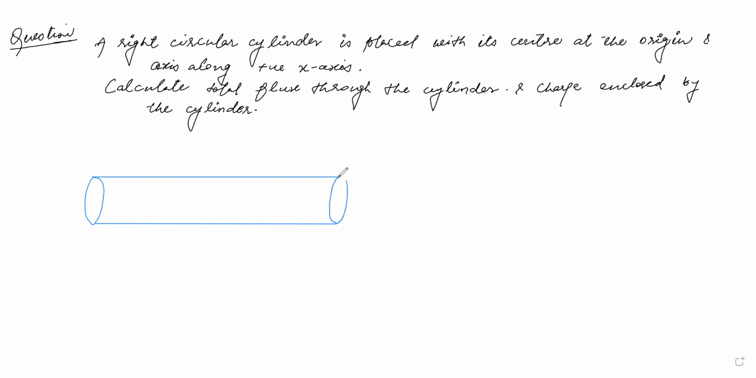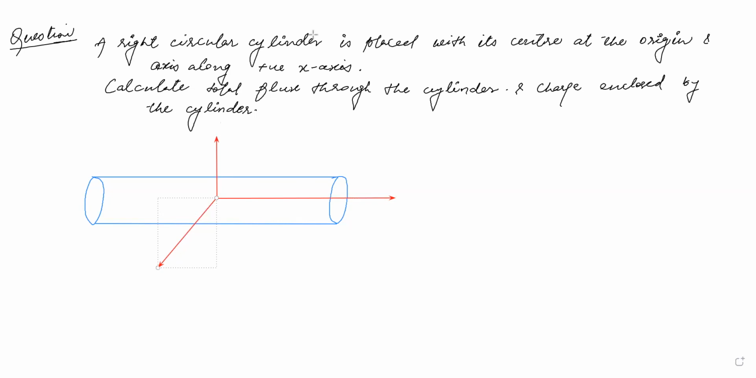Okay. Now we have drawn a cylinder here. It is saying that a right circular cylinder is placed with its center at the origin. I mean, the center of the cylinder is placed at the origin. Now, if you want to draw the coordinate system with respect to this origin, then you can look here. This is your origin.